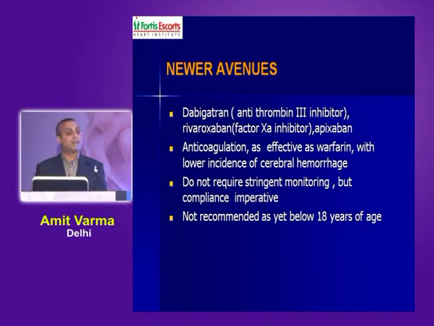What are the newer avenues that we are going to see, and that over the next couple of years in fora like this will, I think, become routine? Things like, again, antithrombin 3 inhibitors. Anticoagulation is as effective as warfarin and does not require stringent monitoring, but compliance is obviously imperative. At this point of time, it's not recommended below 18 years of age, but hark back to my first point, that off-label usage is rampant. I'm beginning to see a lot more usage now in these patient populations.